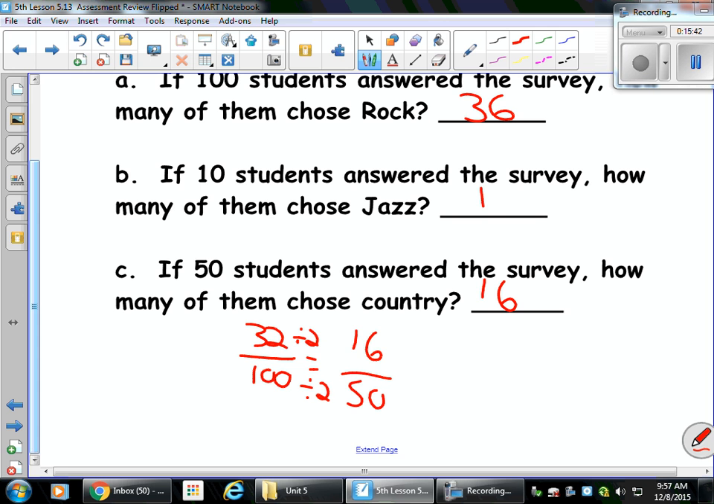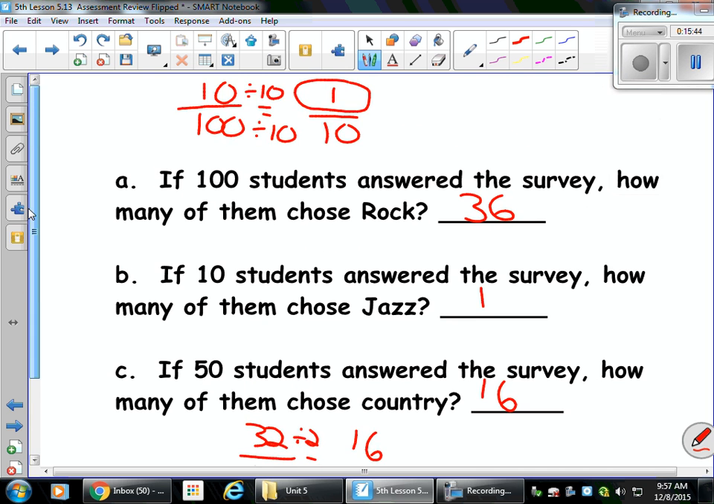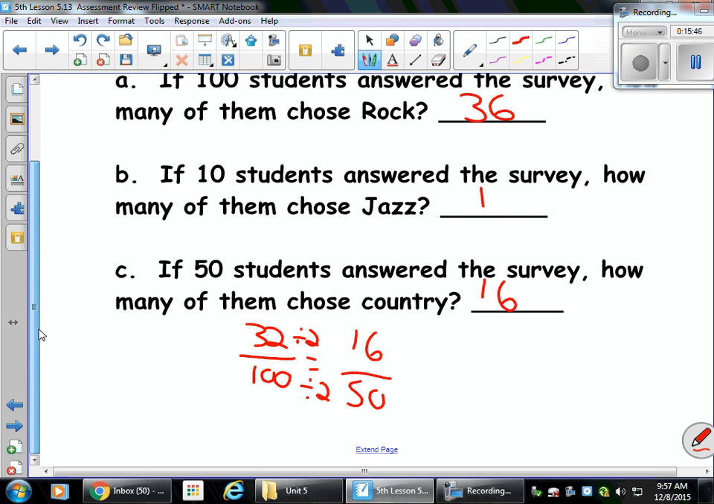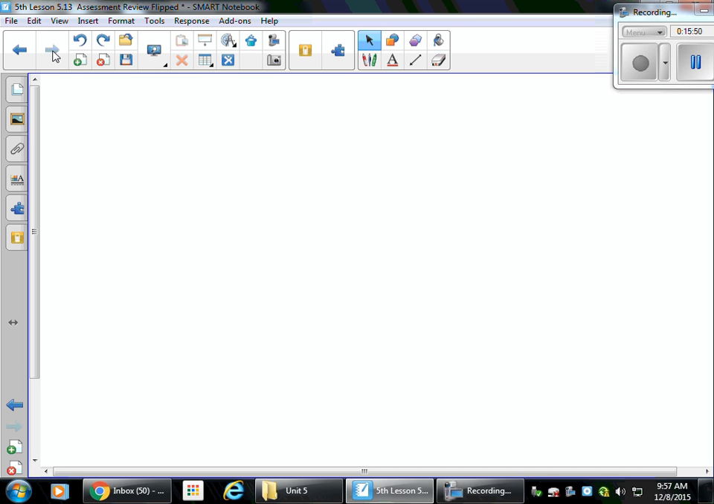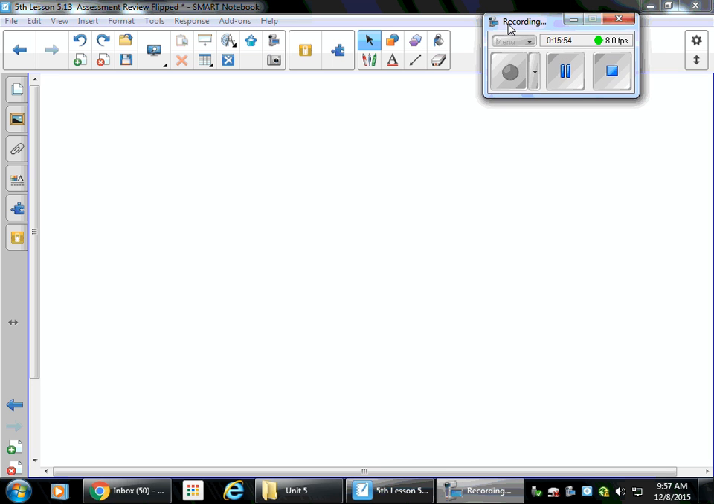You have to remember this, how we change the percents into fractions. This whole unit, Unit 5, we're constantly changing fractions to decimals to percents. Okay? Hopefully this helped you with your review. Sorry it got a little longer than the 11-minute mark, but you always know that reviews last a little longer.